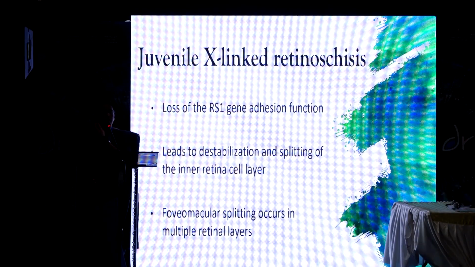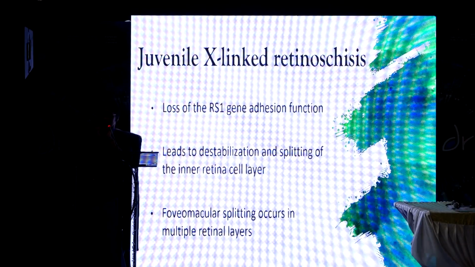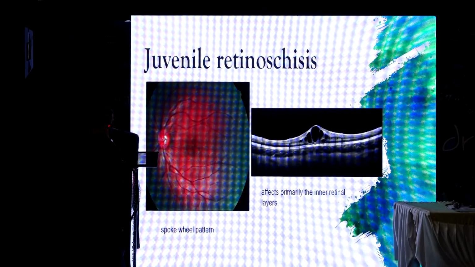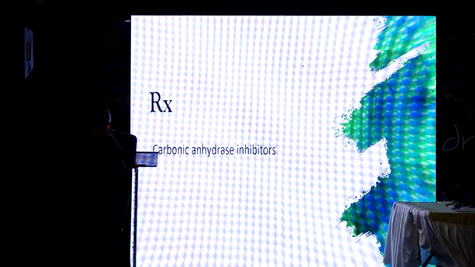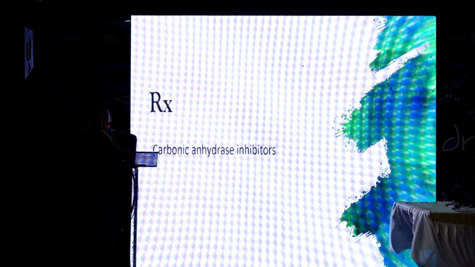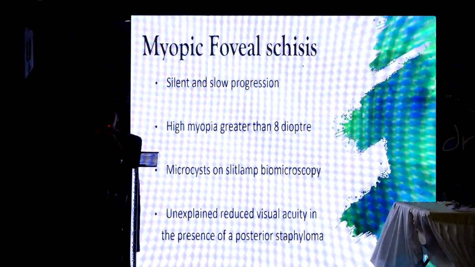In juvenile X-linked retinoschisis, many of us have seen it, where you see a spoke wheel pattern in the macula, and you see multiple layers of cysts in the inner retinal layers. Again, this is because of a genetic damage in which the retinal layers lose adhesions, so it starts splitting in multiple layers. And again, treatment is carbonic anhydrase inhibitors.